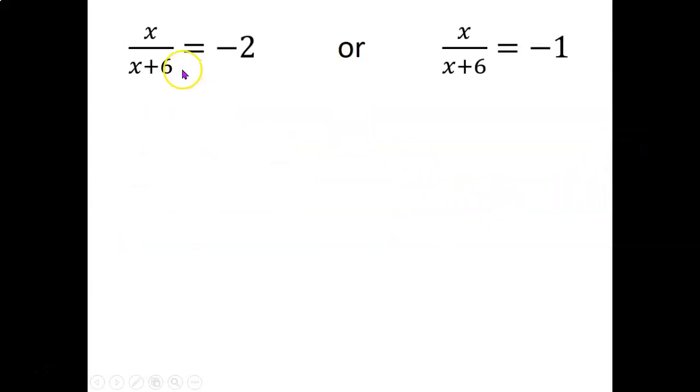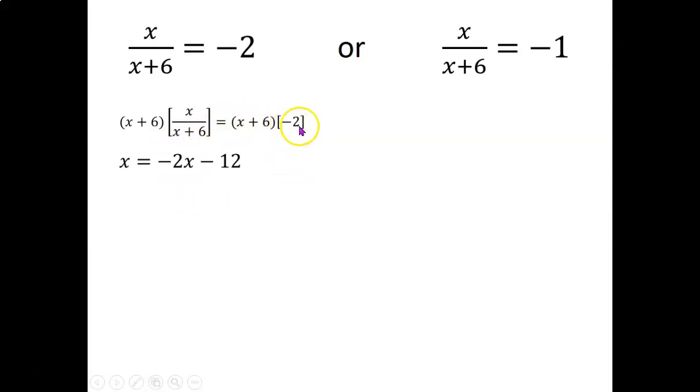Okay, so how do we do that? Well, when there are fractions involved, we can kill the fractions by multiplying both sides of the equation by the denominator. So if I multiply both sides of this equation by that x plus 6, over here x plus 6 times x over x plus 6 gives me just x. Over here, x plus 6 times negative 2, when I multiply that out, is negative 2x minus 12. Then I can add 2x to both sides, get 3x equals negative 12, divide both sides by 3, get x equals negative 4, and there's an actual solution.